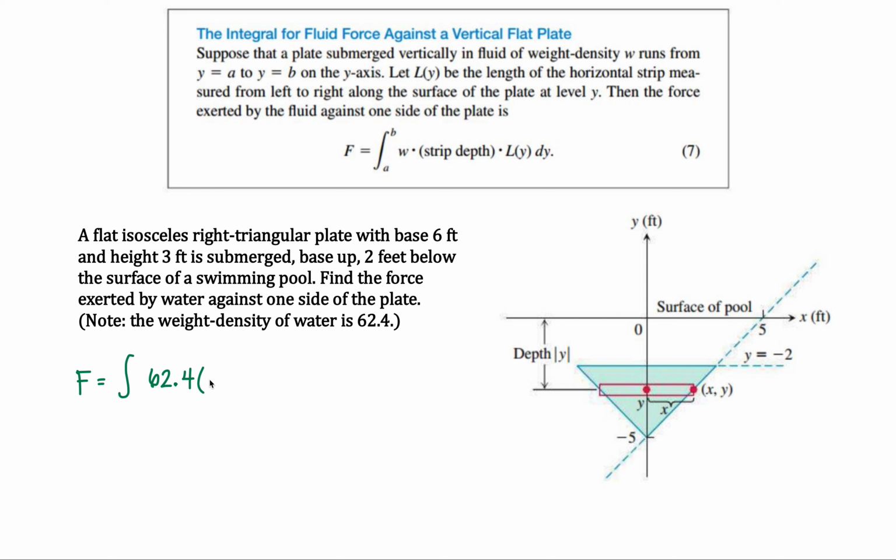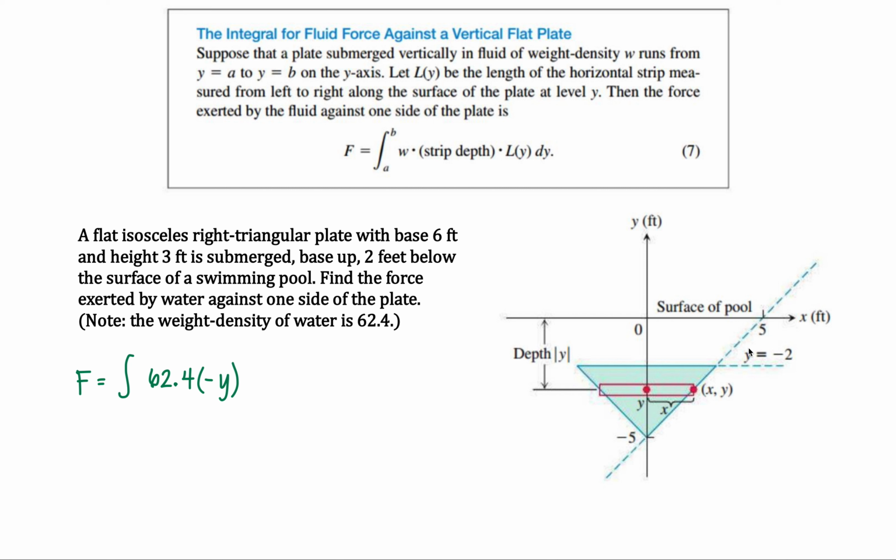The strip depth is negative y. And then I want to find this ly. That's the length of a horizontal strip, so that's what is marked here as a red rectangle. So how do I find the length of the strip? Well, if you notice, I have this dashed blue line here. If we can find the equation of the line, and it's actually pretty easy to find, that x value from the y-axis to that x value would be half the length of that strip. So if I can just double that x value, I've got my ly.